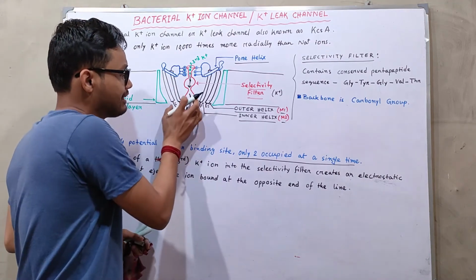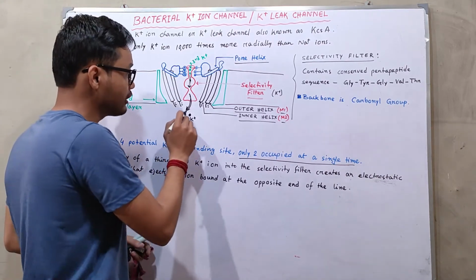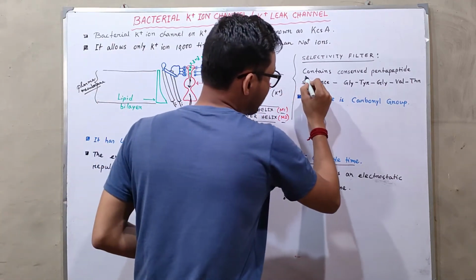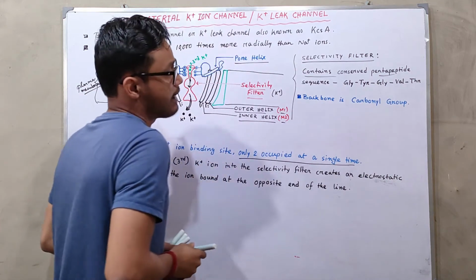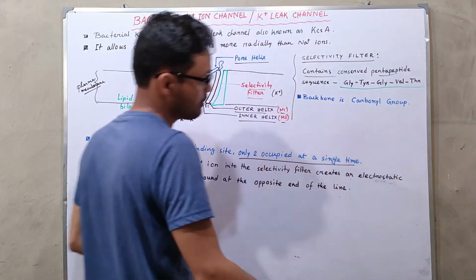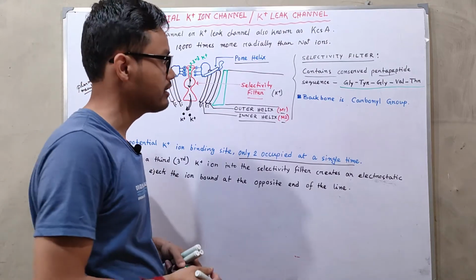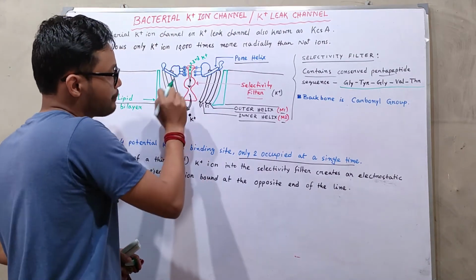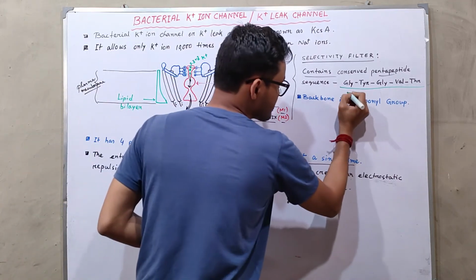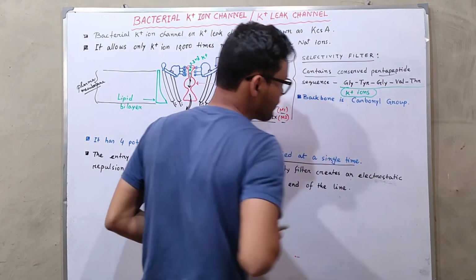Thus, this selectivity filter only allows K plus ions, not sodium ions. Only potassium ions can move through it, because the selectivity filter contains a conserved pentapeptide sequence: glycine, tyrosine, glycine, valine and threonine. These five amino acids inside the selectivity filter are responsible for binding with K plus ions.